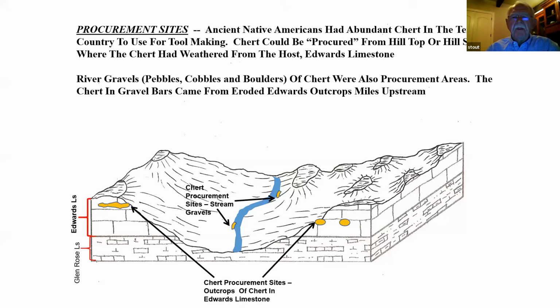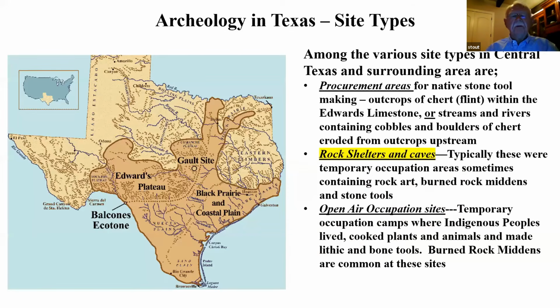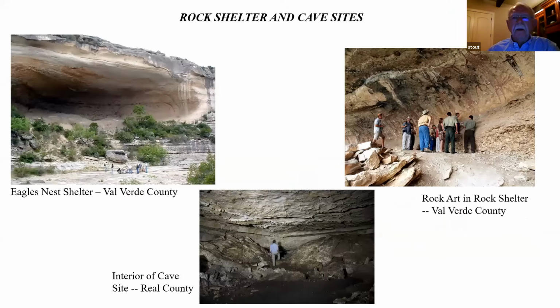The second general type of sites are rock shelters and caves. We don't have many caves here in the Kerr County area, but we do have some. And where these are very prevalent is down in the Pecos and Devil's River and Rio Grande River areas. And the upper two are in that area.